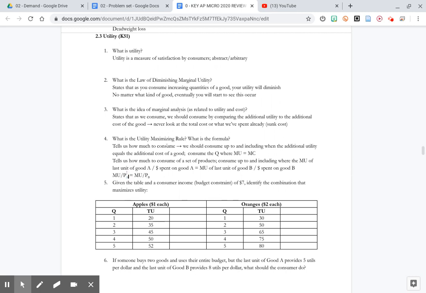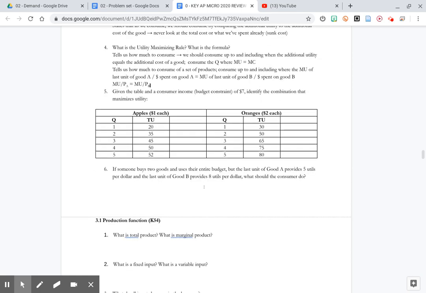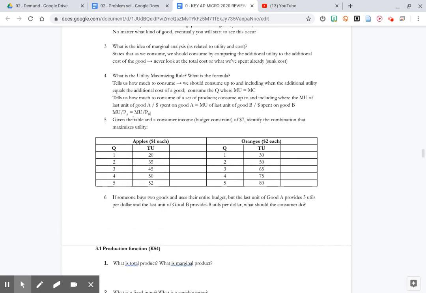So it kind of looks like that, the marginal utility per dollar of good A versus the marginal utility per dollar of good B. It might be easier to think about it with an example problem. So I've given you apples and oranges here. Given the table and a consumer income or budget constraint of $7, what's the right combo?